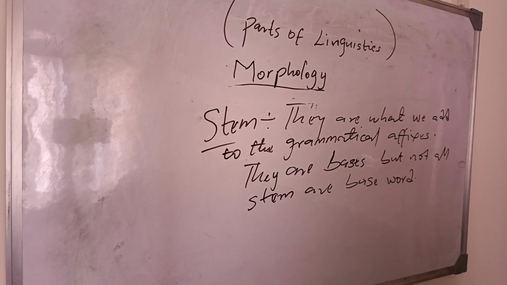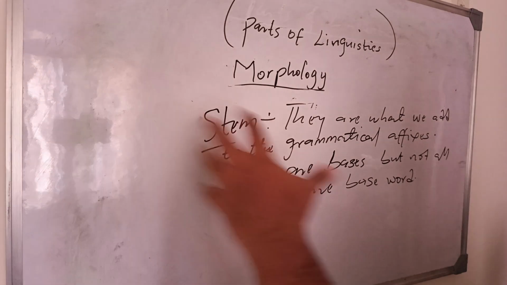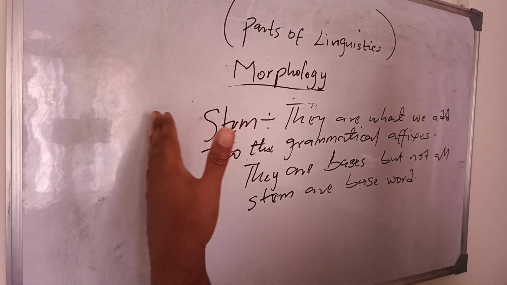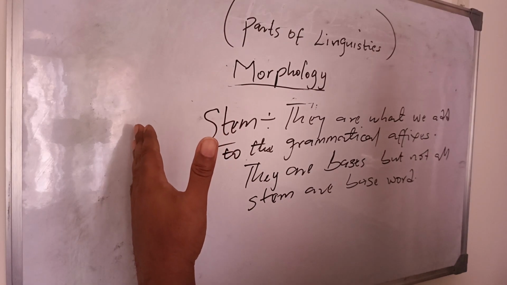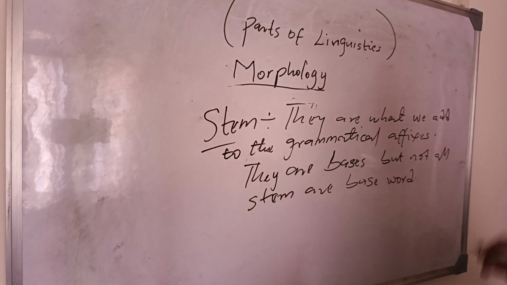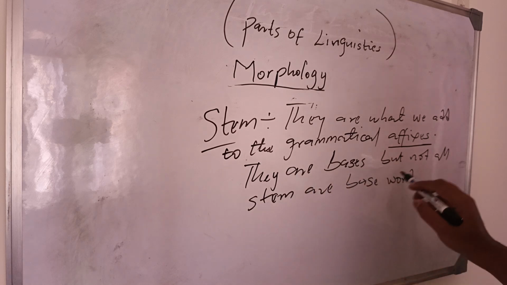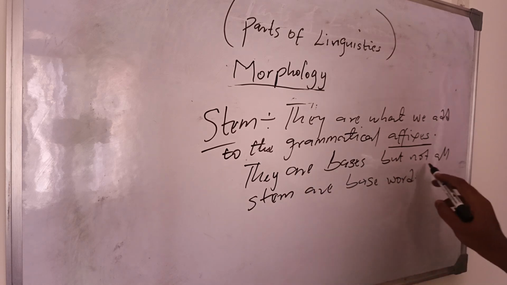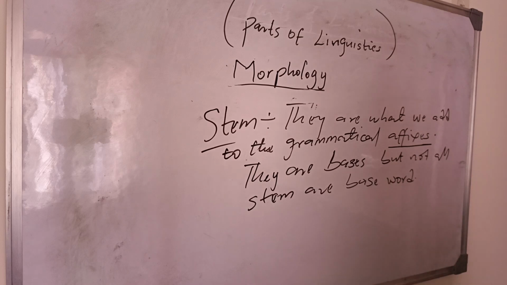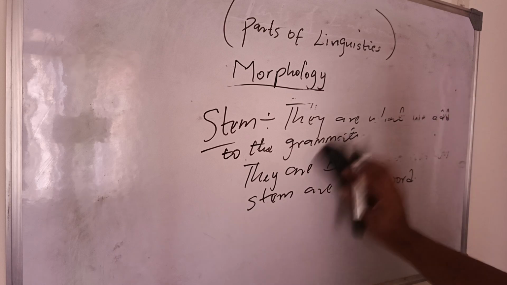So these are what we add as grammatical affixes. An affix is either the prefix, which you add at the beginning of a root, or the suffix, which you add to the back of the root to change the meaning. So there are base words, but not all stems are base words. Let's take a look at some examples of stem.